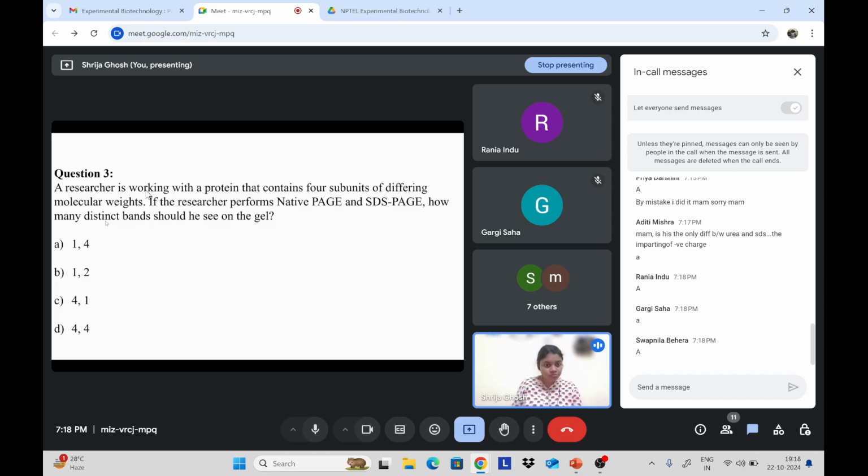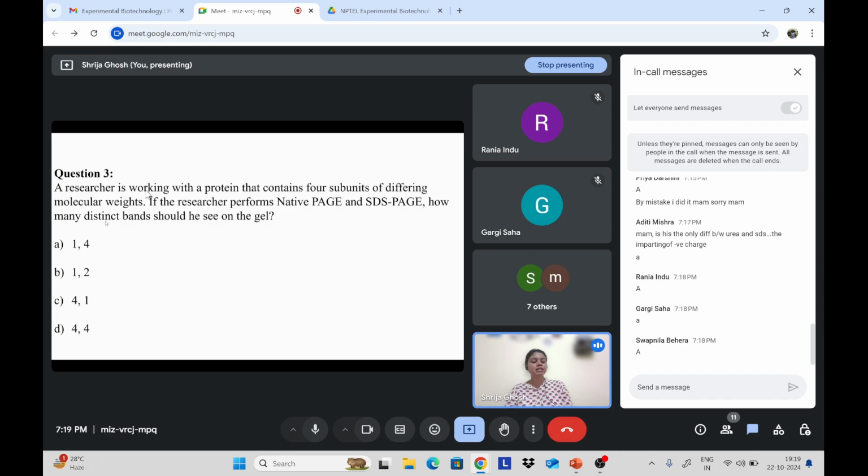Aditi has asked a question, ma'am. Is this the only difference between urea and SDS PAGE? Not exactly. So, urea PAGE can also be done in presence of SDS. Urea PAGE basically is done to understand the folding nature of the protein. So, urea denatures the protein completely, and as you increase the urea concentration, you can see how quickly a molecule is unfolding, or if it is in a partially folded state.